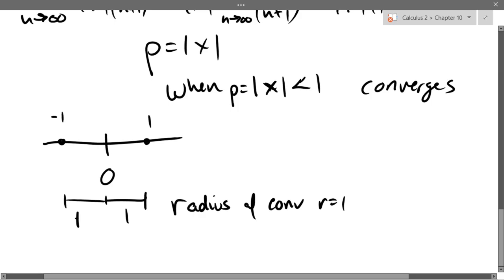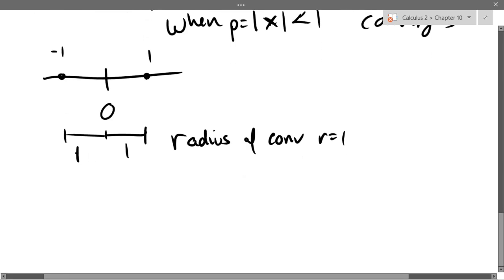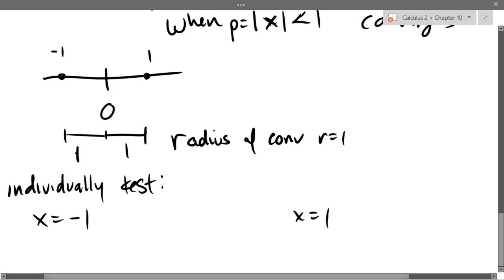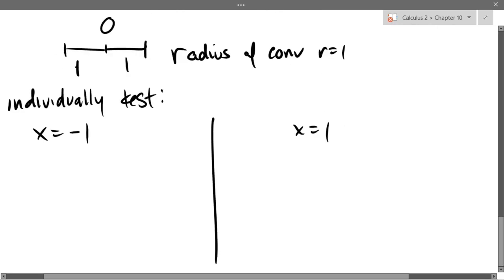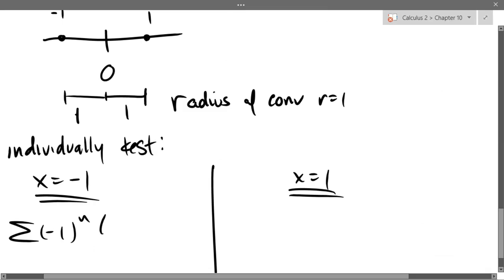So what do I have to do with these endpoints of negative 1 and 1? So I need to test them individually. So we'll go negative 1 on the left, positive 1 on the right. So I'm going to rewrite the series, which was negative 1 to the n, and then our x value, which is negative 1 to the n over n. So all I did was swap out x for negative 1 right here. So nothing special. Better drop the infinity in there.